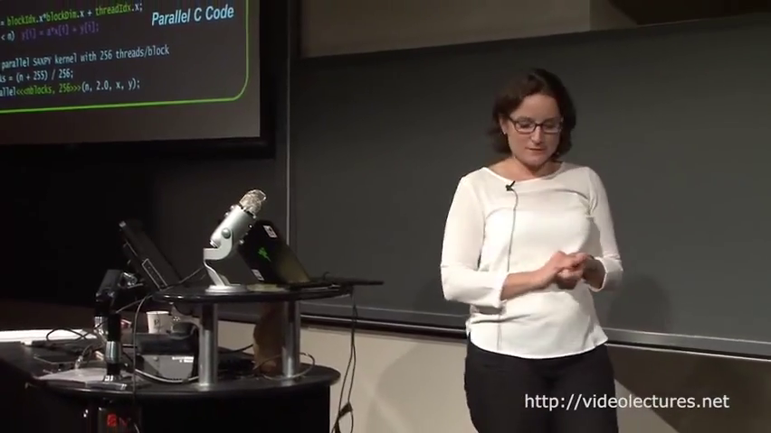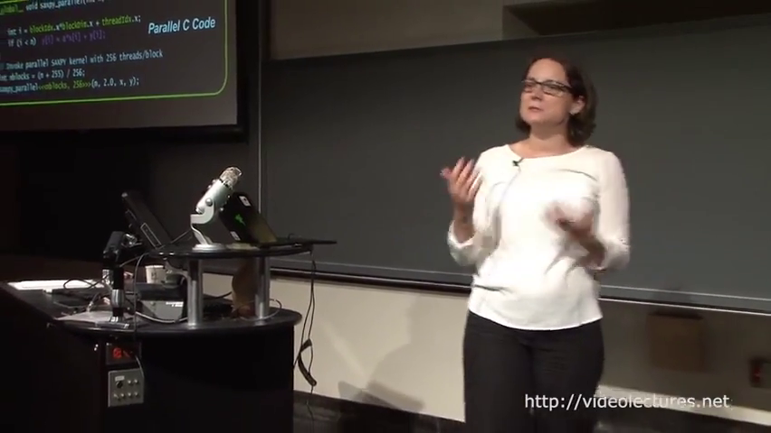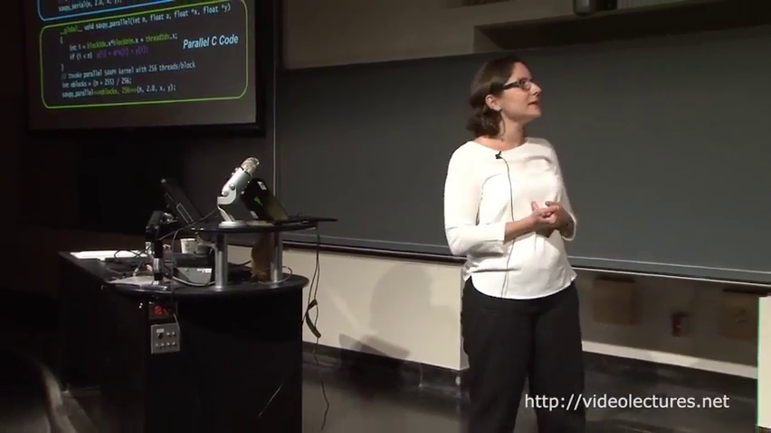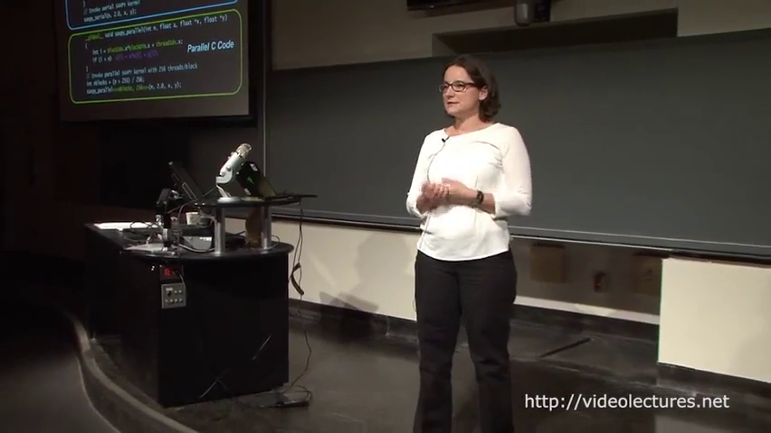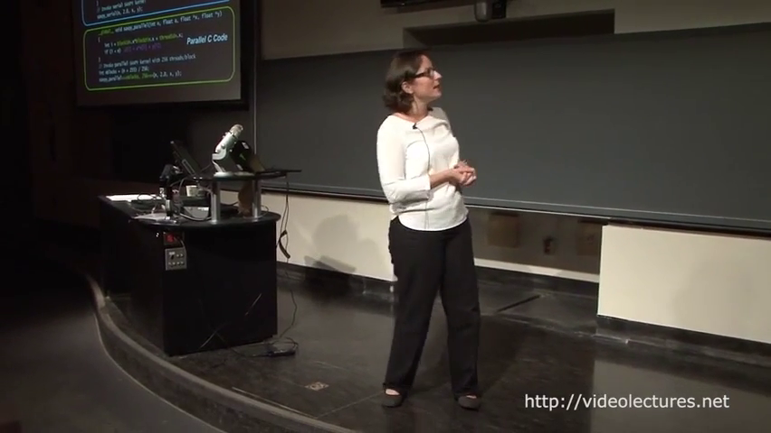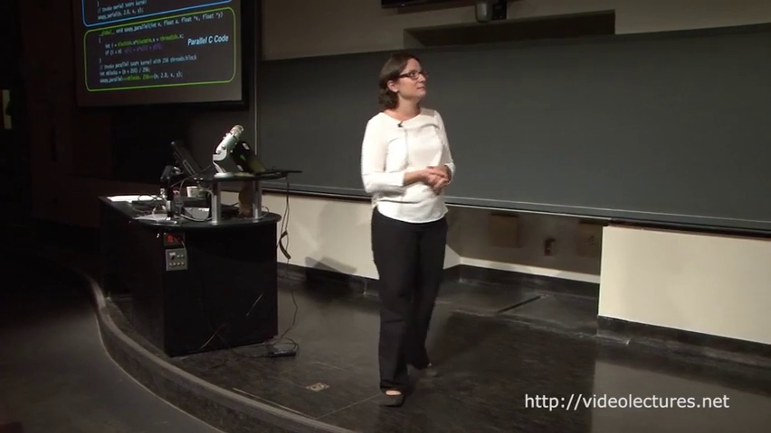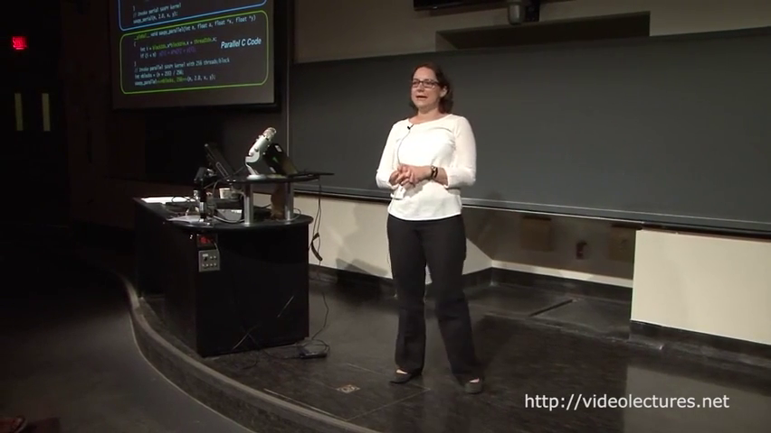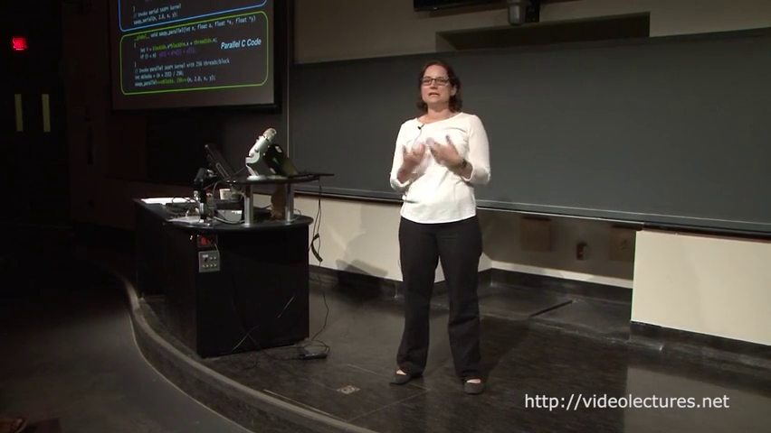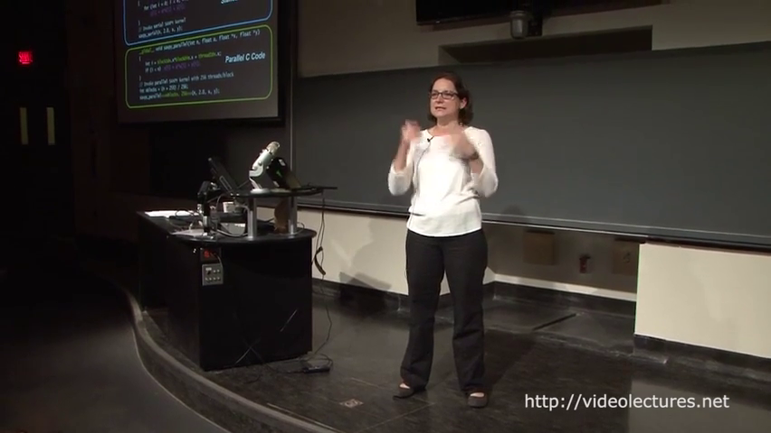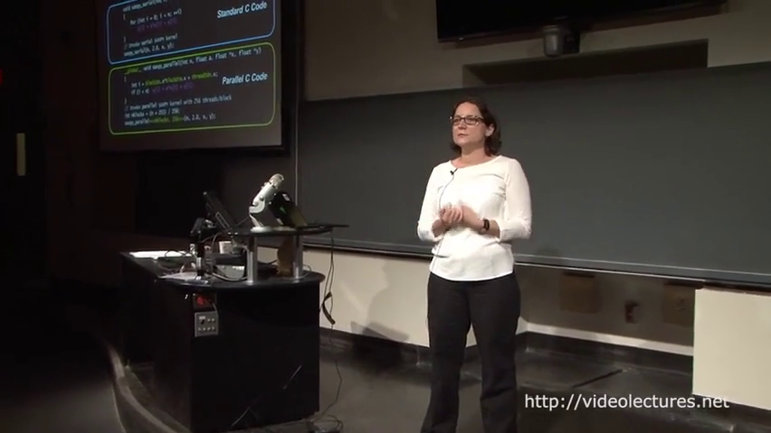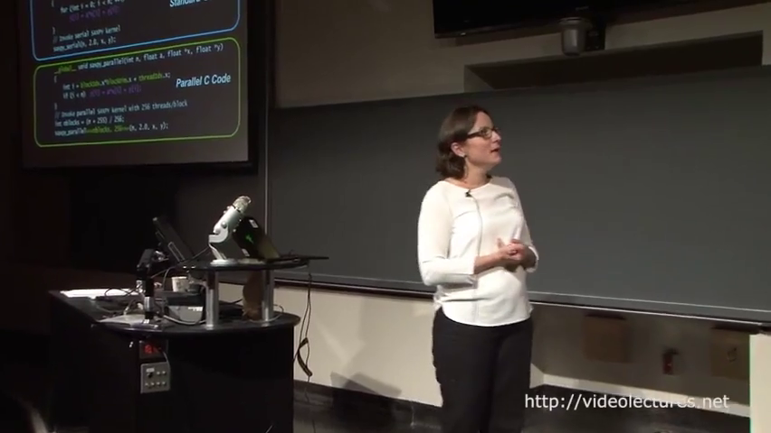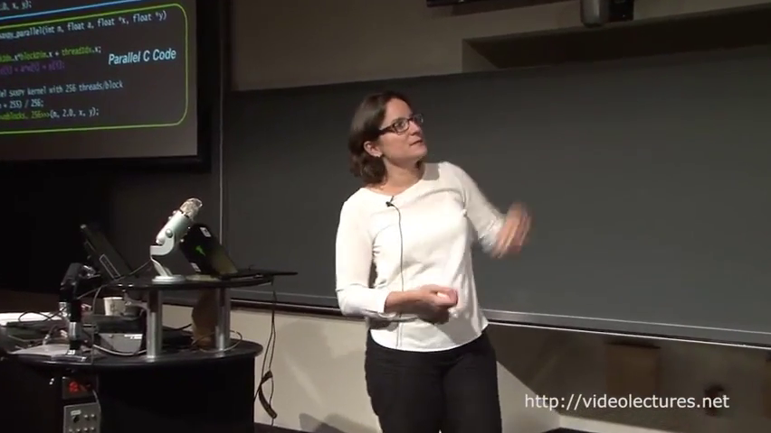A quick example, which is slightly more complicated than the one I showed at the beginning. Here, I'm doing a simple vector operation where y equals a x plus y, which is what we call the SAXPY operation. It's basically adding a vector and a weighted vector. The first part is the standard C code, and the second part is the parallel C code.